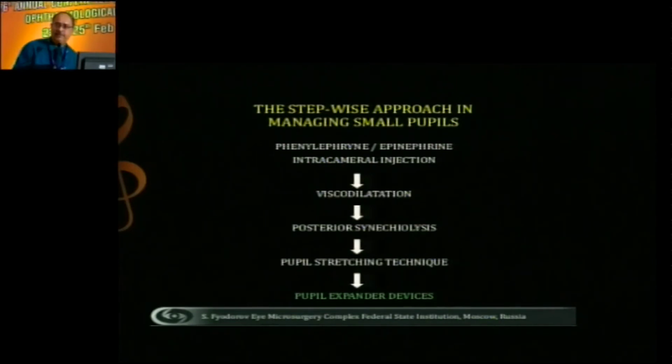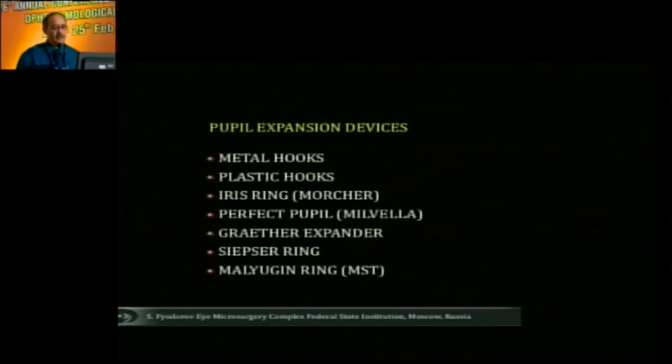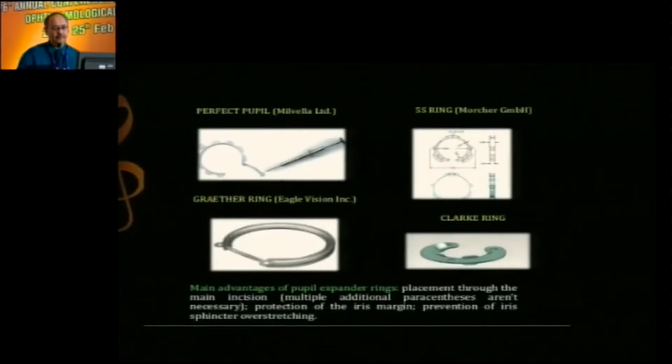This is the slide which I have taken from the Fyodorov Institute, and this is essentially telling you the same steps which I told in the beginning. Phenylephrine, viscodilation, posterior synechiolysis, pupil stretching, and pupil expanders. So basically that's what I'm saying, that there seems to be a consensus in approach of expansion, and this may be considered as the prototype of the problem of pupillary constriction.